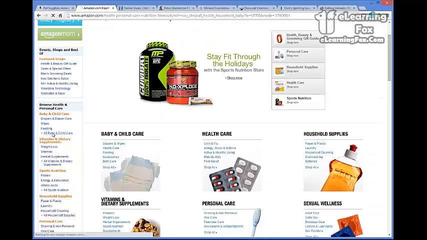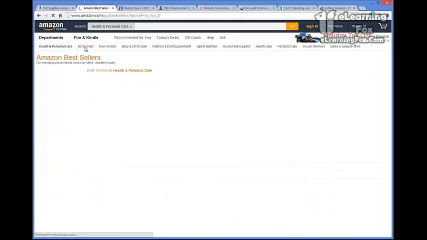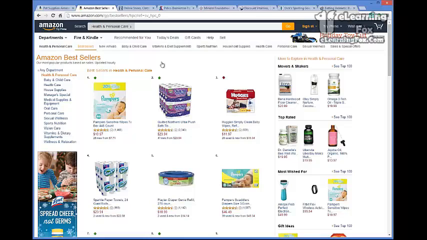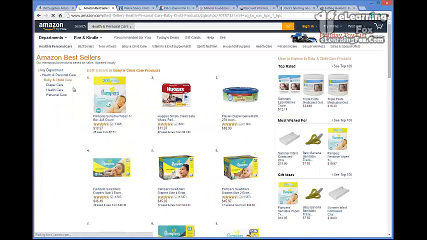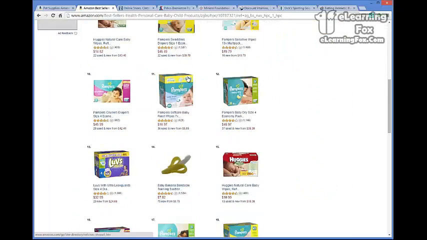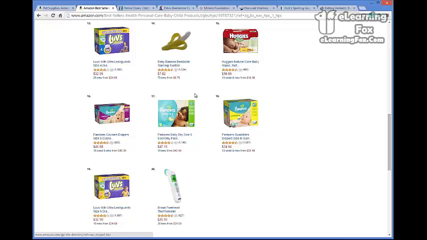There we go. So here's all baby and child care items. And inside this category, again, we could click on best sellers here and find the best selling items in baby care and get a really good idea. And then you could also narrow it down, baby and child care, and look at what items are the best items for baby and child care. Well, it looks like diapers. People seem to really like to buy diapers on Amazon.